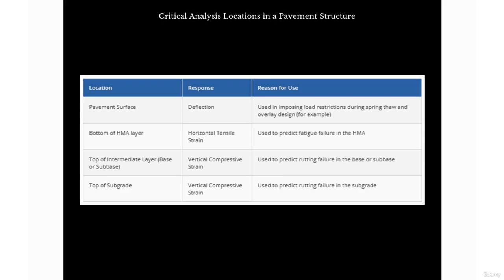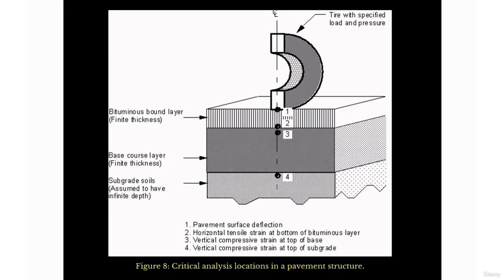Anyhow, moving on. So this is what it looks like. This is the critical analysis of the locations of the pavement. Here at the surface of the surface course, here at the bottom of the HMA, here at the top of the intermediate layer, and here at the top of the subbase, as outlined by 1, 2, 3, 4. So this is the tire. Excuse my shoddy drawing, but this is just to show you exactly what I'm talking about, to be able to visualize it. Anyhow, let's move on.